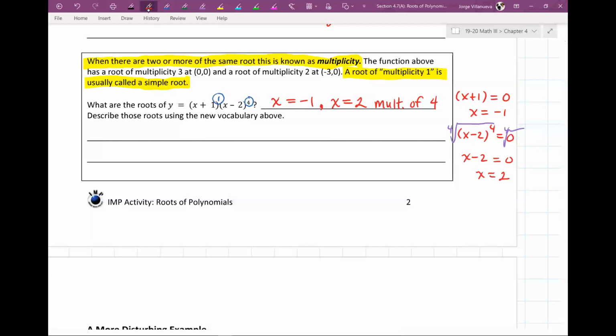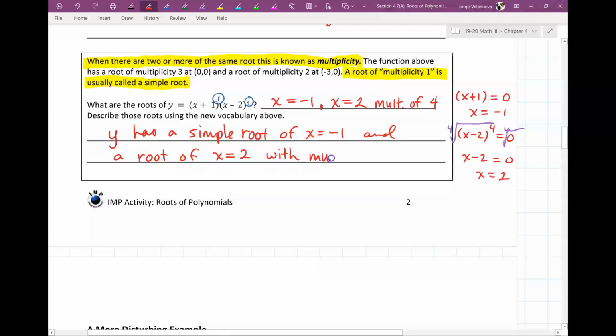All right, so for the next part, it just says describe it. So we're going to say y has a simple root of x equal to -1 and a root of x equal to 2 with multiplicity of 4.